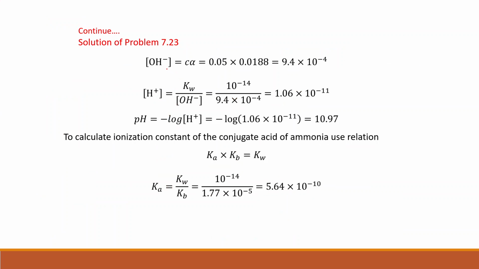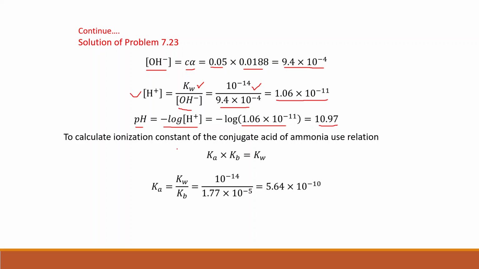Now we have to find out the pH also. So hydroxyl ion concentration is C alpha, and as we know, C is given, alpha we have calculated, and if we solve it, we will get 9.4 into 10 to the power minus 4. With the help of this hydroxyl ion concentration, we can find out hydrogen ion concentration. This is equal to Kw, the ionic product of water, divided by hydroxyl ion concentration. Again, Kw is 10 to the power minus 14, and the concentration of hydroxyl ion we have calculated, and if we solve it, we will get 1.06 into 10 to the power minus 11. With the help of this hydrogen ion concentration, we can find out pH. pH is equal to minus log of hydrogen ion concentration. Put the value and solve it. We will get 10.97.